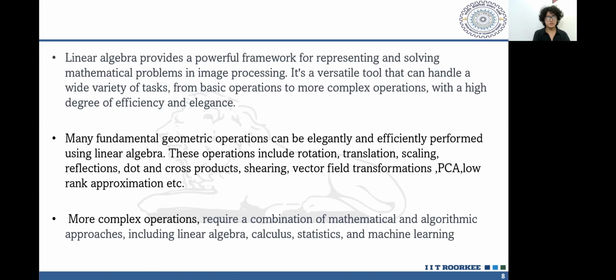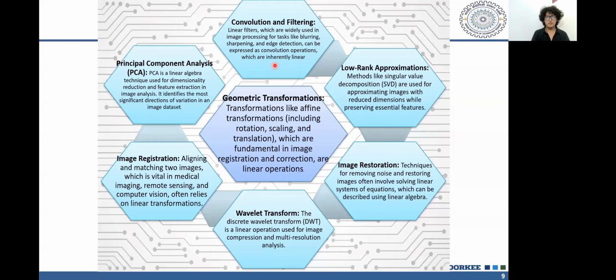There are many complex operations involved in image processing, and it requires a combination of mathematical and algorithmic approaches. It includes linear algebra, calculus, and statistics, but for now, we will focus on the fundamental parts of linear algebra that will help in image processing or pre-processing steps. We will be discussing PCA, SVD, convolution, and basic transformations. So these are some basic image processing applications that rely heavily on linear algebra.